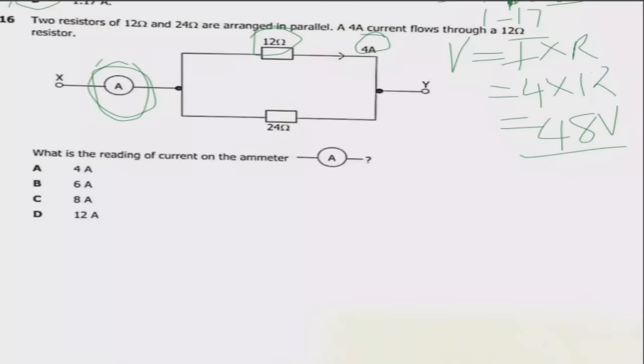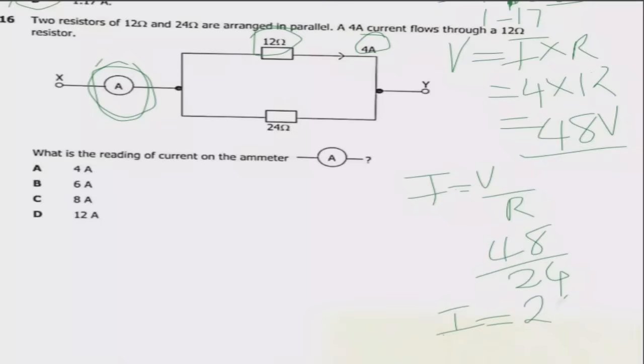Okay, so to find the current passing through the resistor, which has 24 ohms, we first find the current. Current is equal to voltage over resistance. The resistance there is 24, and the voltage we found is 48. So we put 48 over 24, which gives 2. So that is 2 amps.